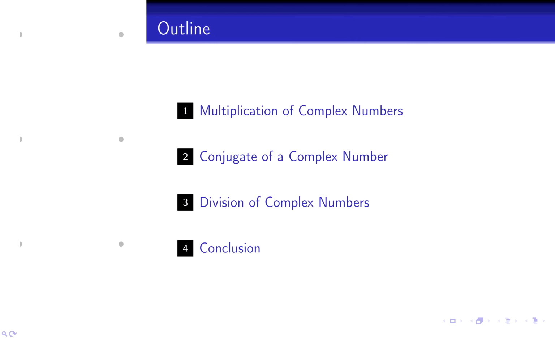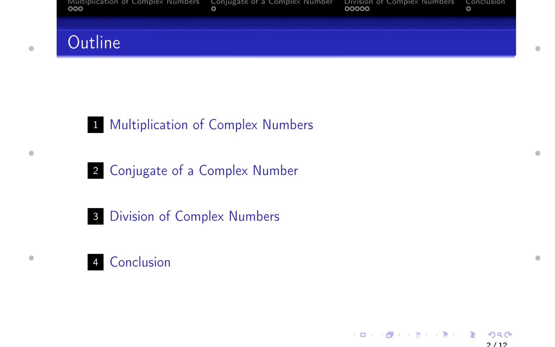So here we'll be looking at multiplication of complex numbers, what that is about, and then we move on to the conjugate of a complex number because that is necessary for division of complex numbers, and then we make a conclusion on the process. So having said that, let's see what we have here.